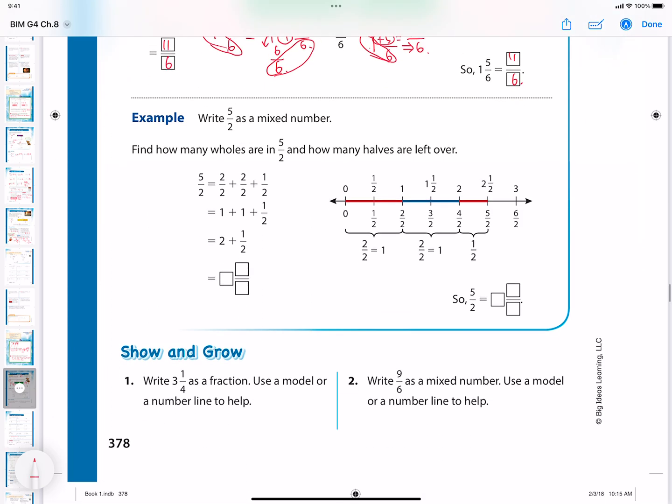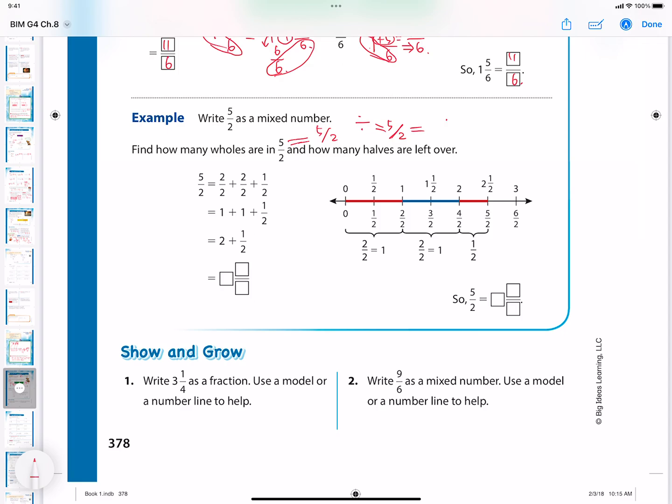The next one. Write 5/2 as a mixed number. Find how many wholes are in 5/2 and how many halves are left over. Simply you can say this is the same as 5 divided by 2. Make sense? I told you before, on the computer keyboard there is no division sign like this one. Maybe you can find it in a special key feature, but not on a regular keyboard. That means this slash is the division sign on the keyboard. So 5 over 2 is equal to 5 divided by 2.